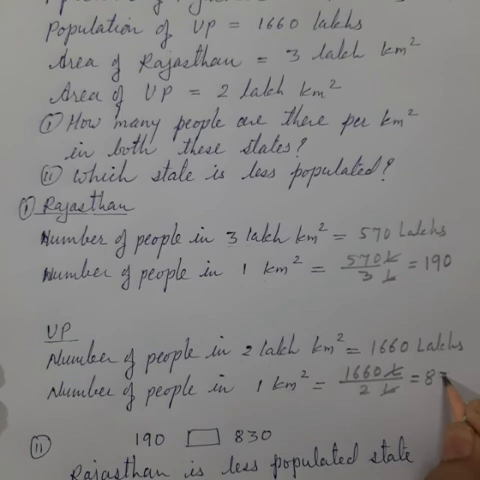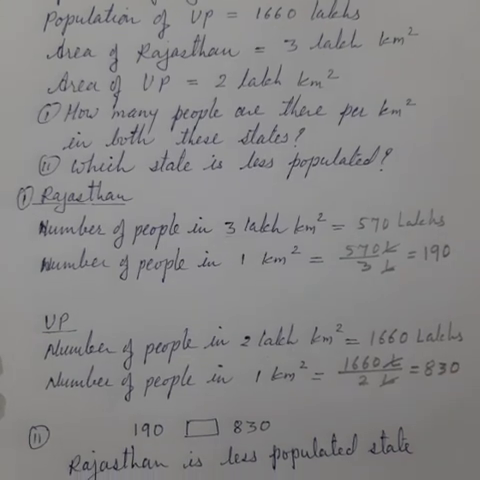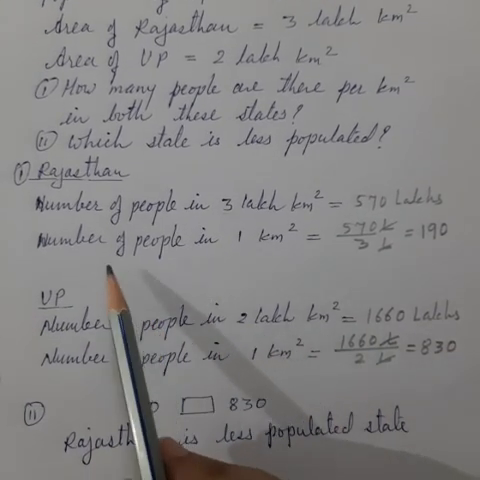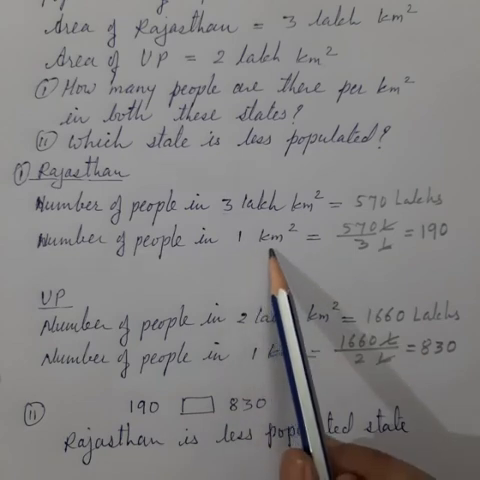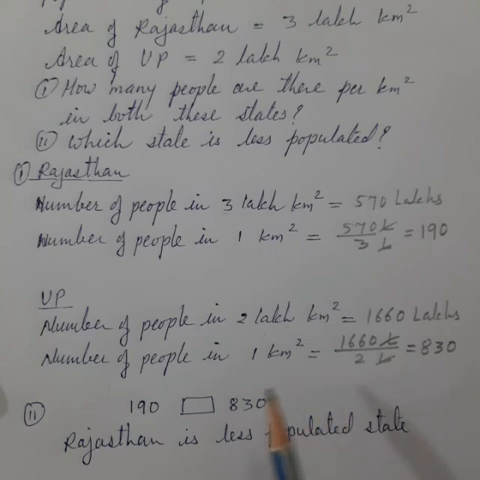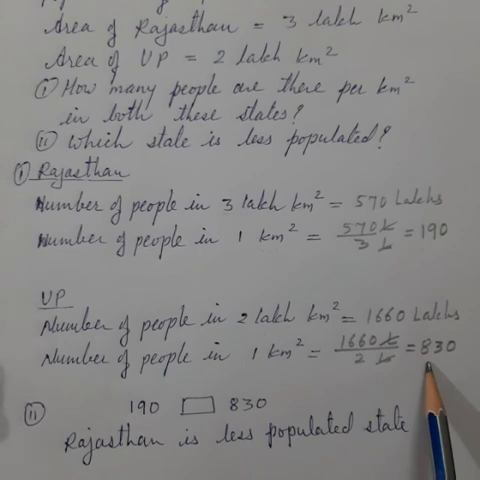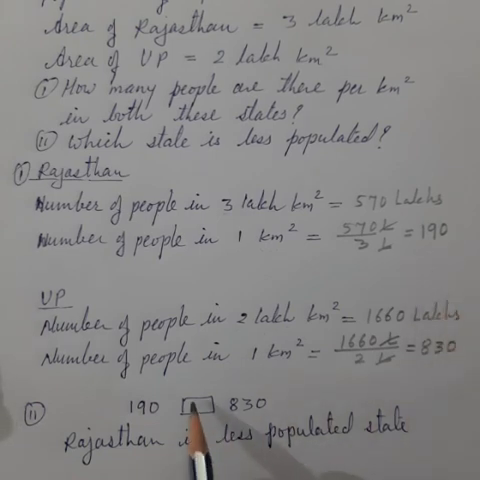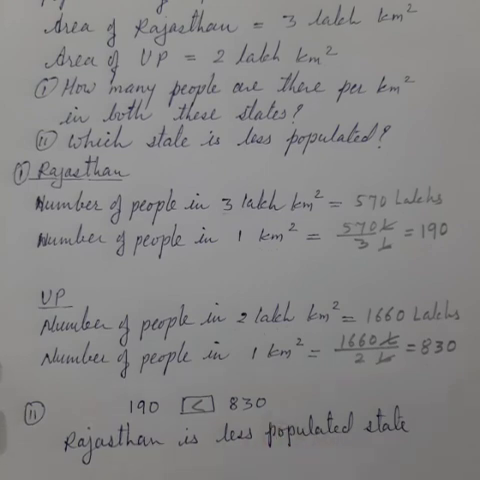We get here 830. Now see here in Rajasthan, in 1 kilometer square area 190 people are there, and in UP in 1 kilometer square area 830 people are there. So 190 is smaller than 830. That's why Rajasthan is less populated state.